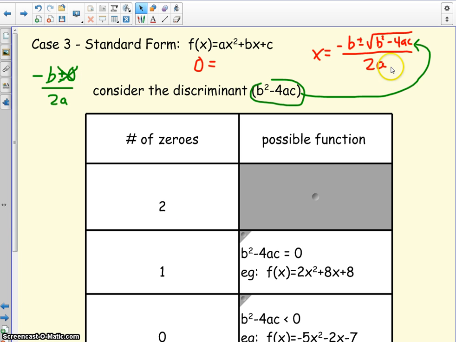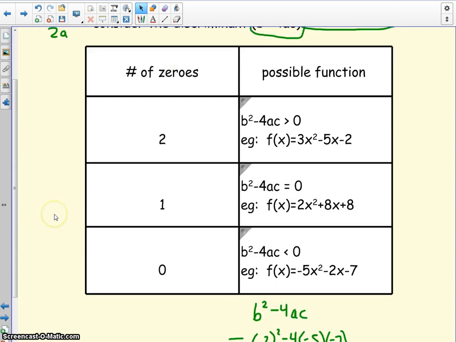Last but not least, the only remaining case is if the discriminant is positive, and that's the case you see just about every time you use the quadratic formula to solve. You get two answers out of the quadratic formula. Again, here's one right here you can try. You can calculate the discriminant b squared minus 4ac, and you'll get a positive answer.